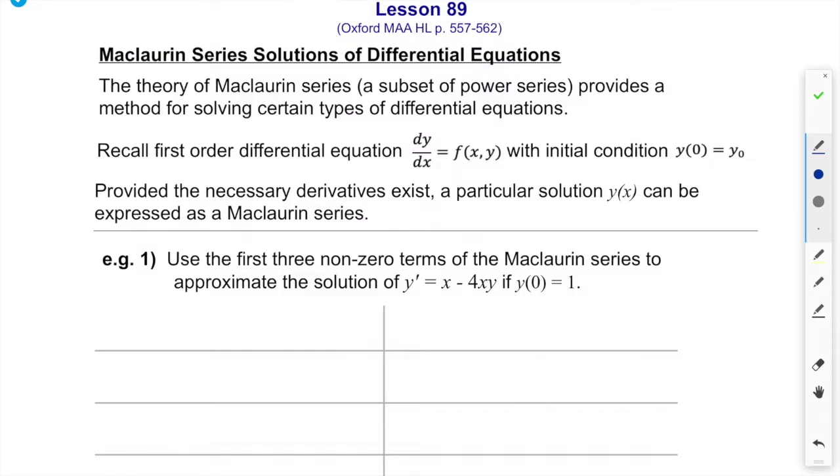Lesson 89. In this lesson, we are going to look at how Maclaurin series can be useful to help us come up with the particular solutions of differential equations.